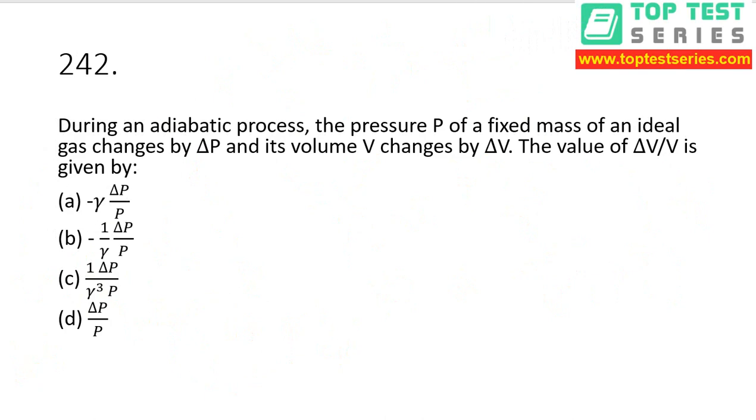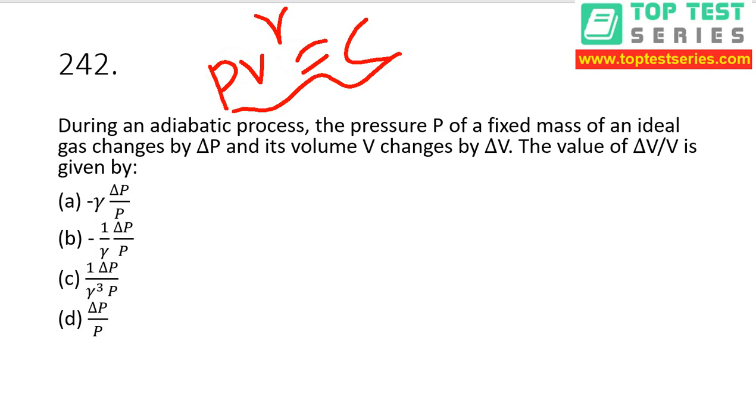Question number 242. During an adiabatic process, the pressure P of a fixed mass of an ideal gas changes by dP. Its volume V changes by dV. The value of dV by V is given by. So we have to find out the value of dV by V. We know that adiabatic process means PV to the power gamma is equal to constant. Now differentiate both sides. So what can we write? P, first we are doing with respect to V, gamma V to the power gamma minus 1 dV.